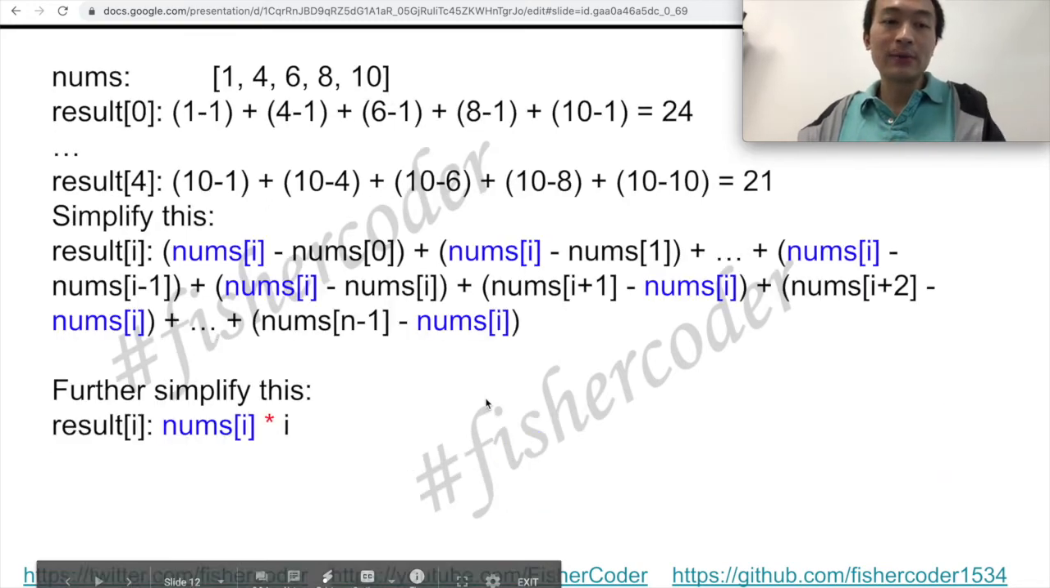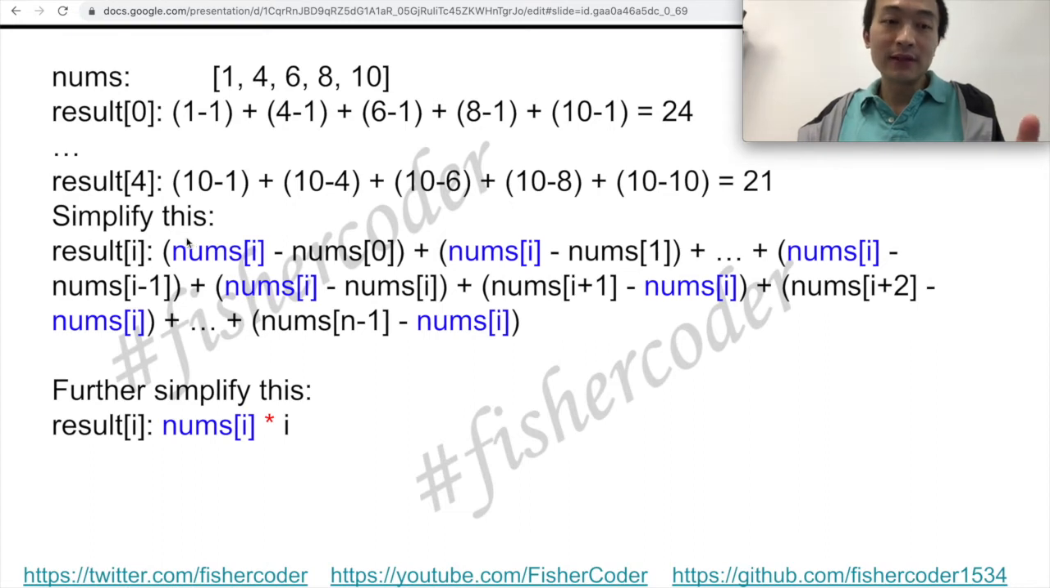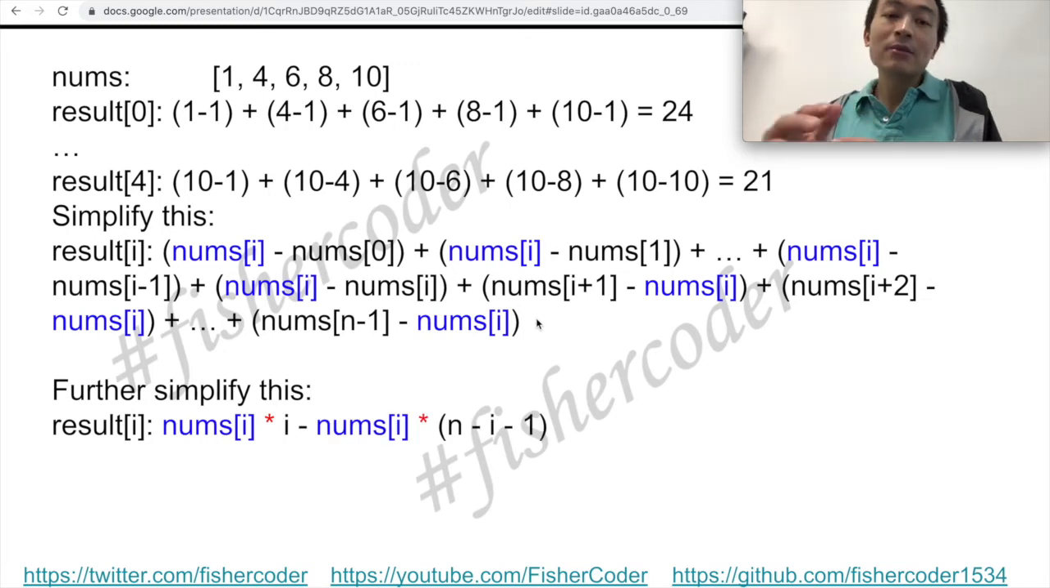Let's try to further simplify this. The first one, this is the first range of all of the nums I. We get nums I times I, right? And for the second, all of the negative nums I, there's a total of n minus I minus 1 nums I, right?